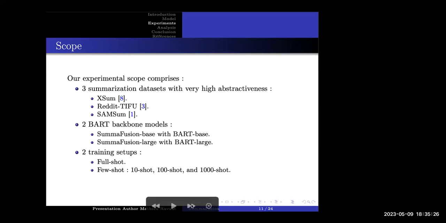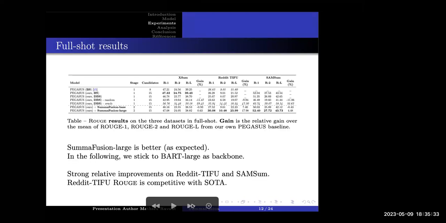To have an idea of how much supervision is needed to get decent summaries. So here are the results in full shot. We use the Rouge metric, which is the standard metric in summarization, typically used in 3 versions: Rouge 1, Rouge 2, and Rouge L.